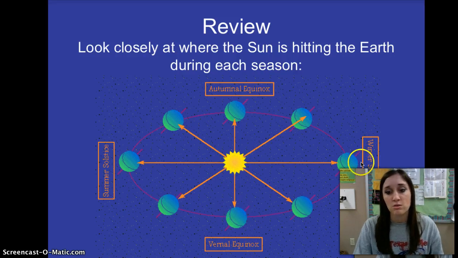And the process continues. So coming back over here, if we're in winter, that means down here, they're in summer. Do you see how they're facing the sun? Okay. If we are in spring, they are in fall. We are in summer, the southern hemisphere is in winter. And if we are in fall, the southern hemisphere is in spring.